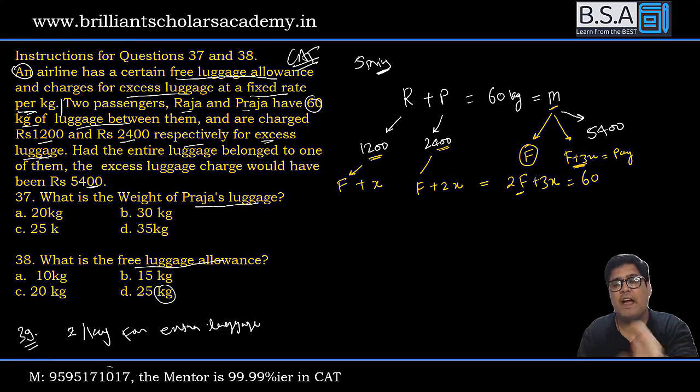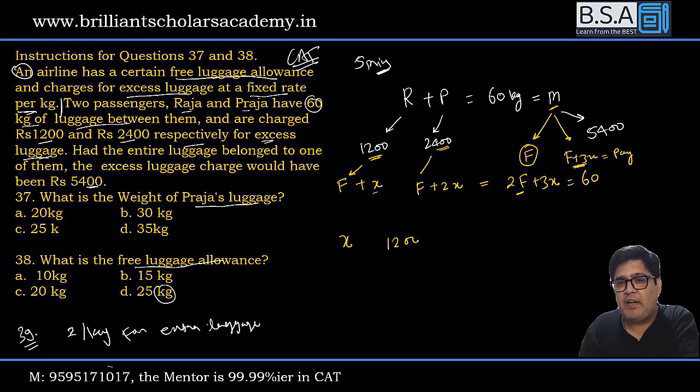Now you can answer this question through proportions. Let us say I'm starting with this. For X kilograms, the payment is 1200 rupees. Here, 2X is double directly. Here, F plus 3X, the payment is 5400.